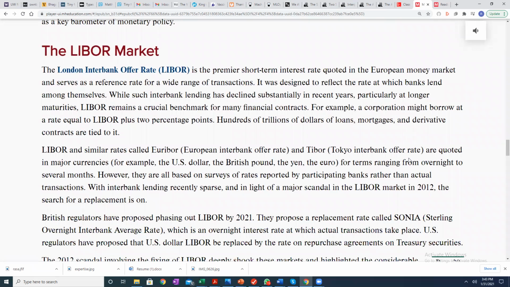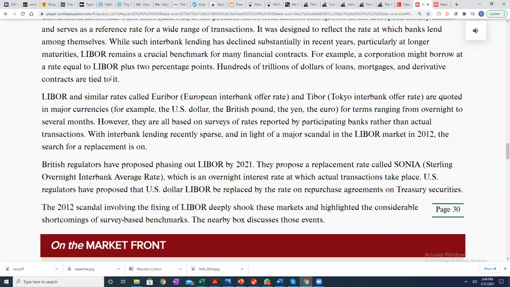Then we have the Libor, London Interbank Offer Rate, a short-term interest rate quoted by European money market banks that serves as a reference for a wide range of transactions. So these declined substantially in recent years. Libor still remains a crucial benchmark for many financial contracts. A corporation might borrow at a rate equal to Libor plus 2 percentage points. Many loans, mortgages, and derivative contracts are tied to Libor.